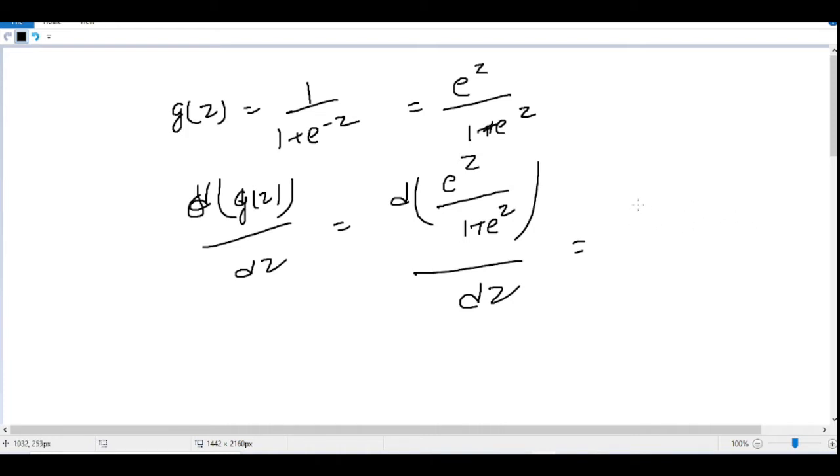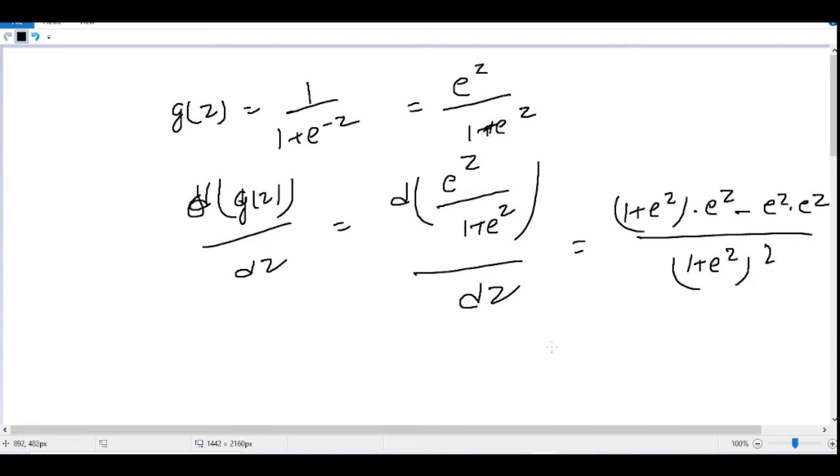So when you differentiate, what will it become? It will become 1 plus e power z, the denominator, times the differentiation of e power z, which is e power z itself, and then minus the numerator e power z times the differentiation of 1 plus e power z, again e power z itself, divided by 1 plus e power z whole square, right? And this becomes e power z minus e power z, but the common terms cancel, so just the remaining will be e power z divided by 1 plus e power z whole square.